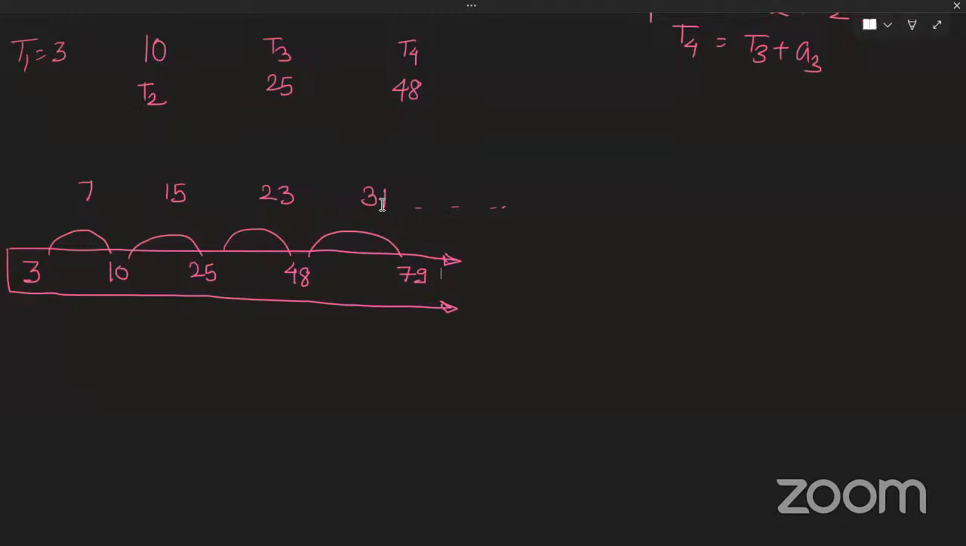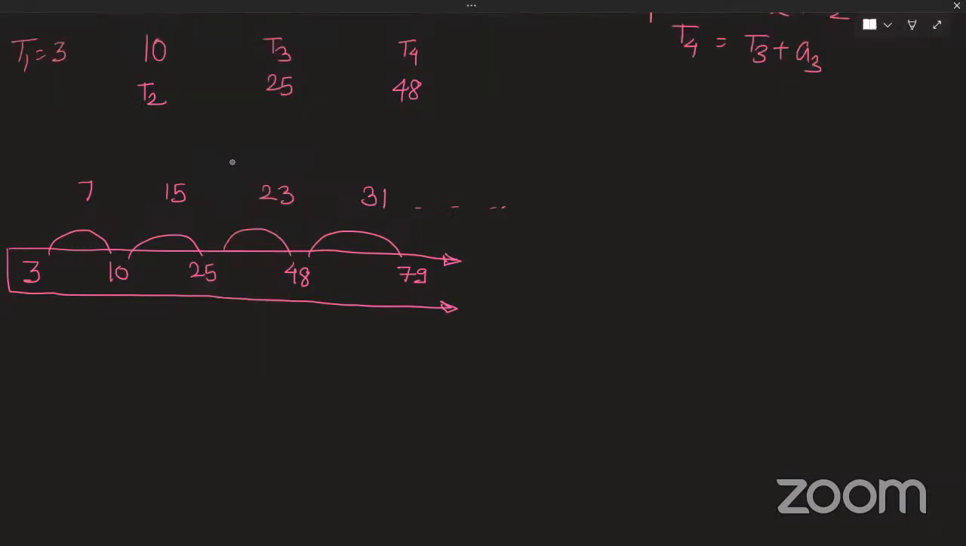Everyone notice that? Got it? The difference between two consecutive terms is growing in AP. So how do you solve such a series?